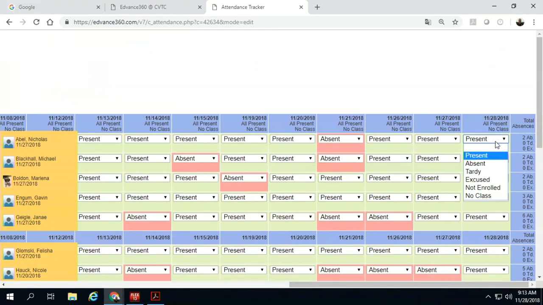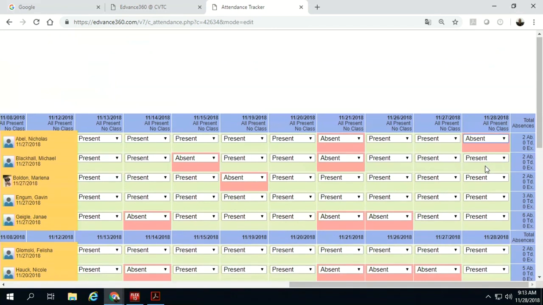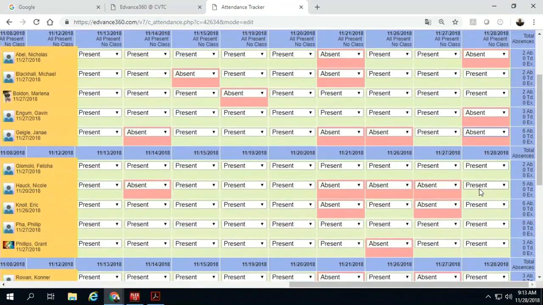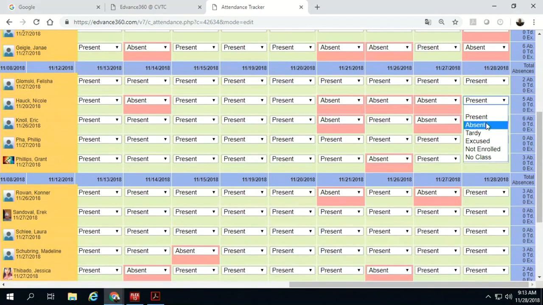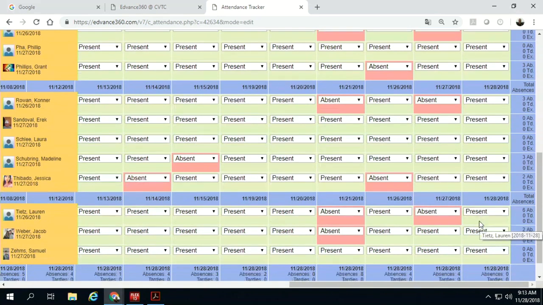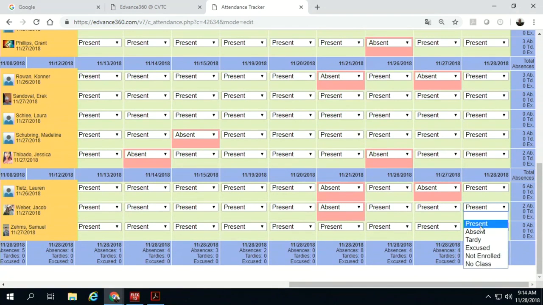Okay, Nick is gone. Michael's here, Marlena's here, Gavin's gone. Janae's gone. Felicia's here, Nicole's gone. Eric's here, Phil's here, Grant's here, Connor's here, Eric's here, Laura's here, Madeline's here, Jessica's here, Lauren. Hey, Lauren, were you here yesterday? Okay. Jacob's not here, and Sam's here.